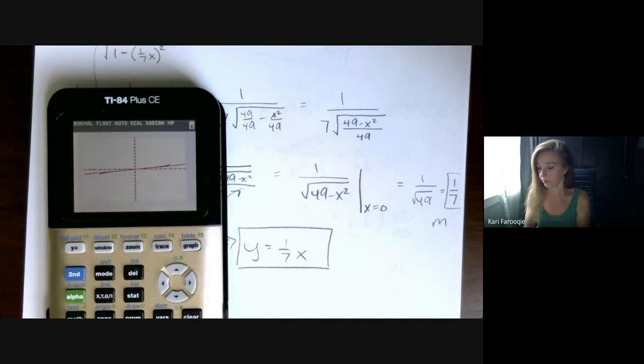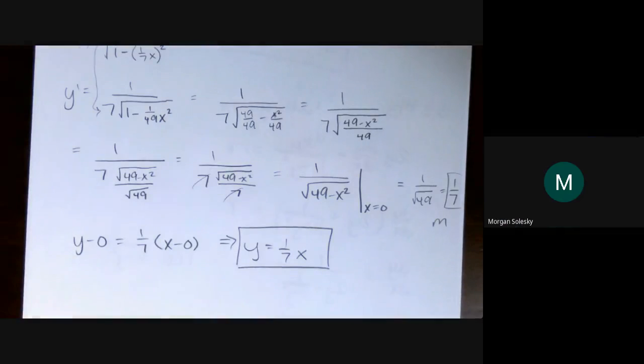Go ahead, Morgan. Can you do 15 from 3.4?